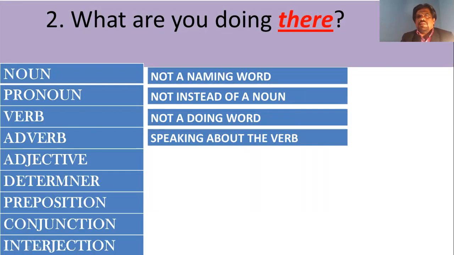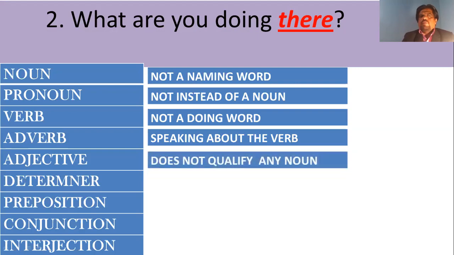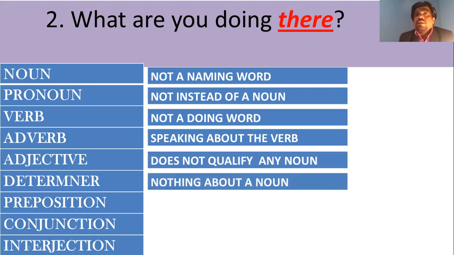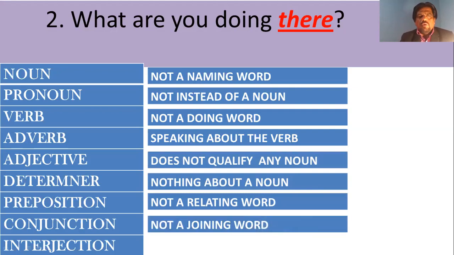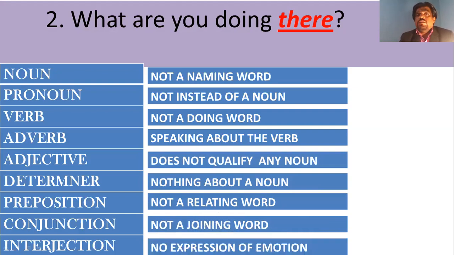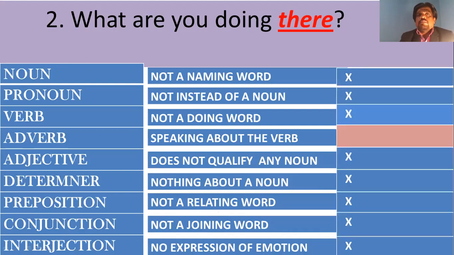But let us check whether it belongs to the other parts of speech. Is it an adjective? No, because it doesn't qualify any noun. Is it a determiner? No, because it is nothing about a noun. Is it a preposition? No, it doesn't relate. Is it a conjunction? Not at all, because it never joins anything. And it doesn't express any emotion. Therefore, it is nothing but an adverb. The word there is used as an adverb here. Absolutely, no doubt at all.